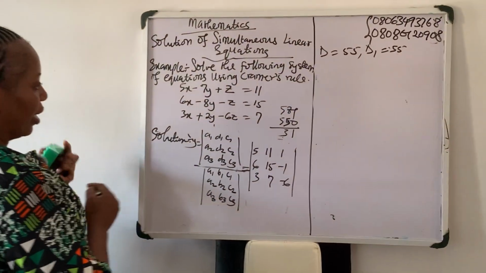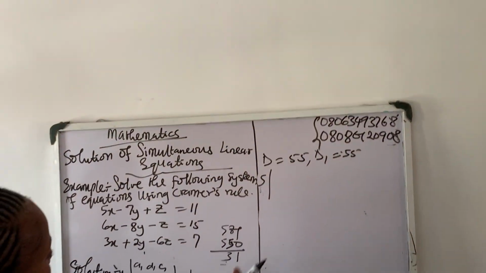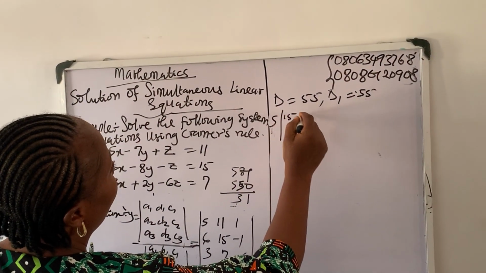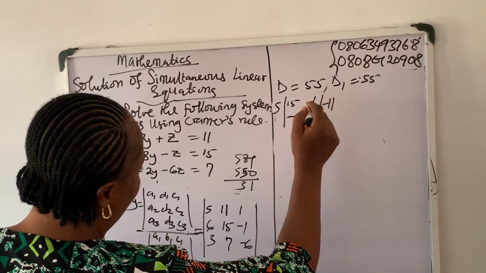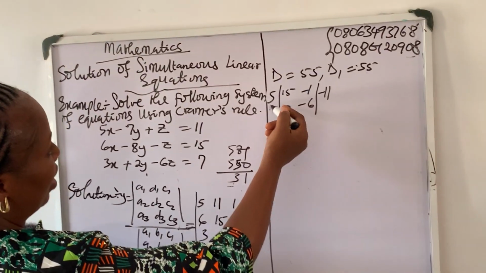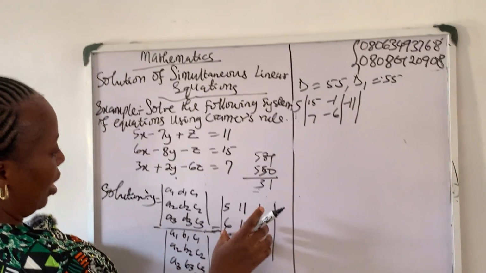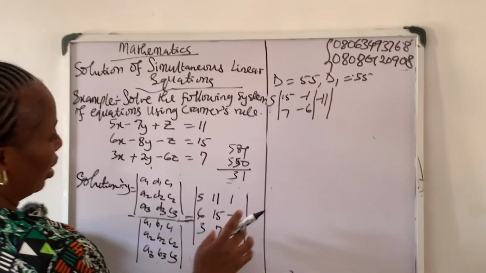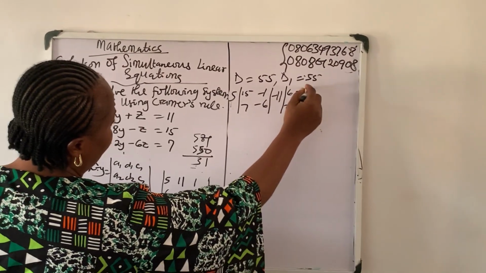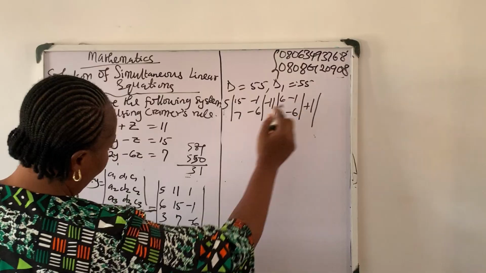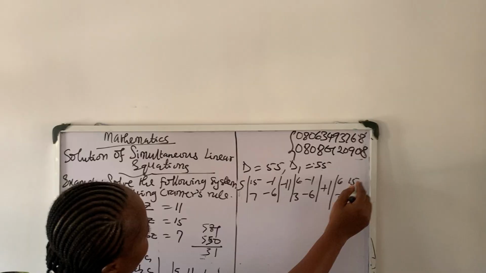Now, let's go again. We pick the first one. See my hand. 15 minus 1, 7 and minus 6. Minus 11, remember we alternate the signs. We start with positive, the next one should be negative. Now, see the entries: 6, -1, 3 and -6, plus 1, 6, 15, 3 and 7.